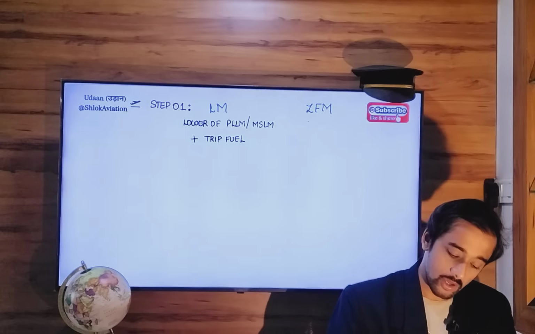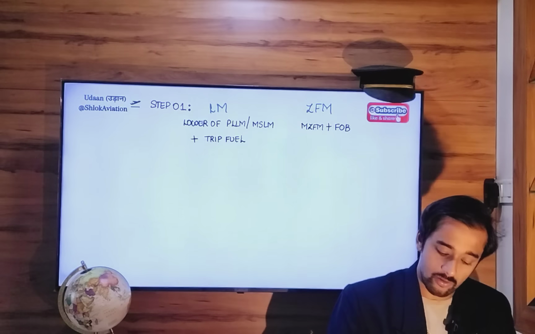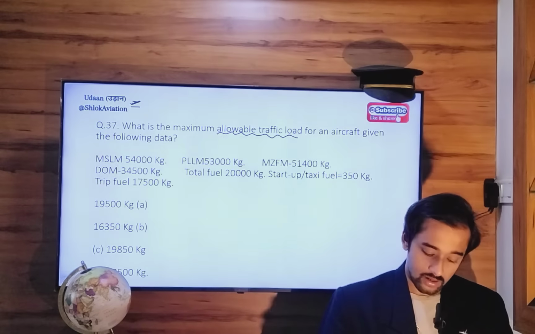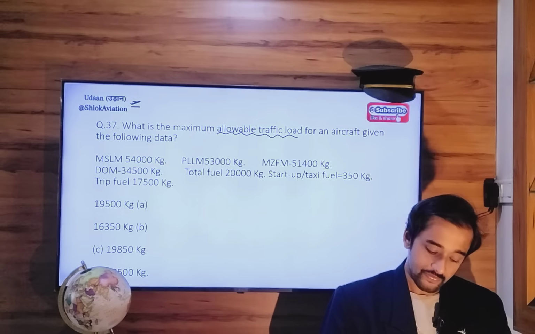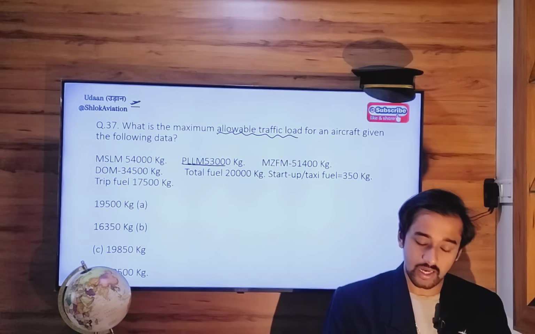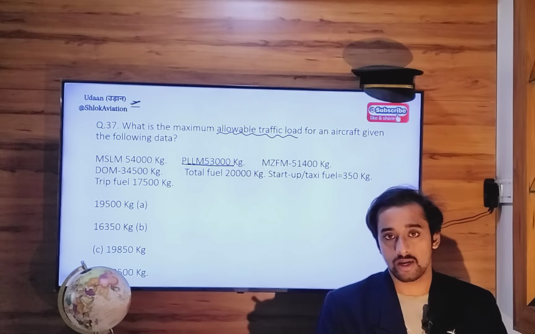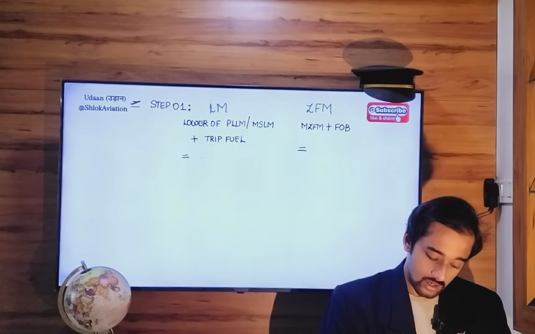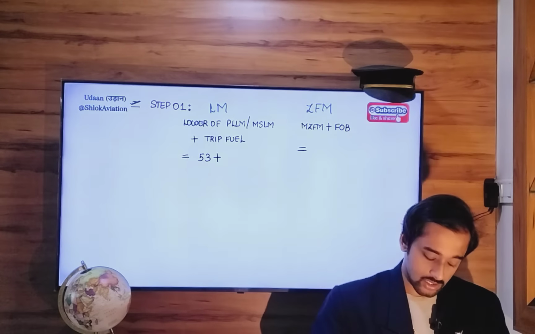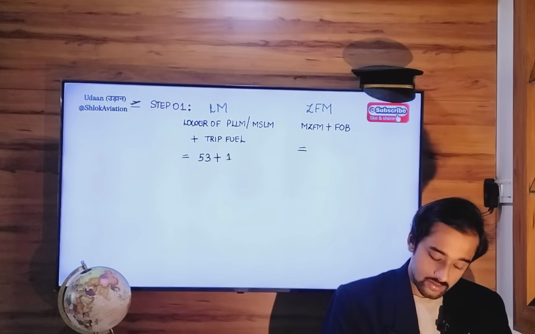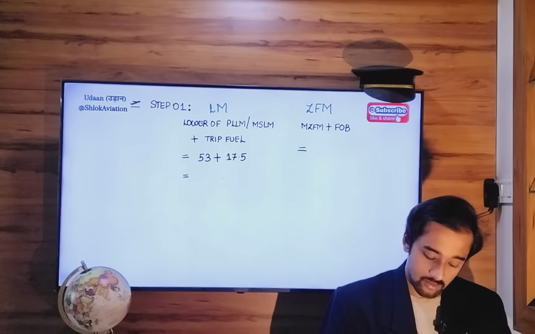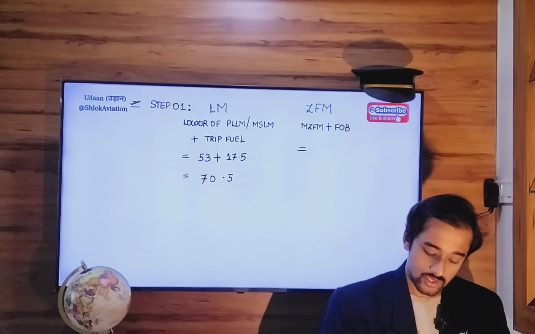In the zero fuel mass column, you are going to write the formula zero fuel mass plus fuel on board or takeoff fuel. So between maximum landing mass and performance limited landing mass, 53,000 kg of performance limited landing mass is lower in value. So you are going to proceed with that. 53 plus trip fuel is 17.5. 53 plus 17.5 is 70.5.